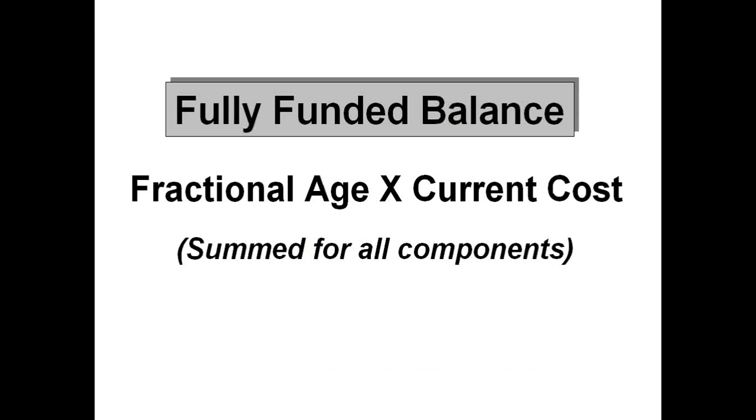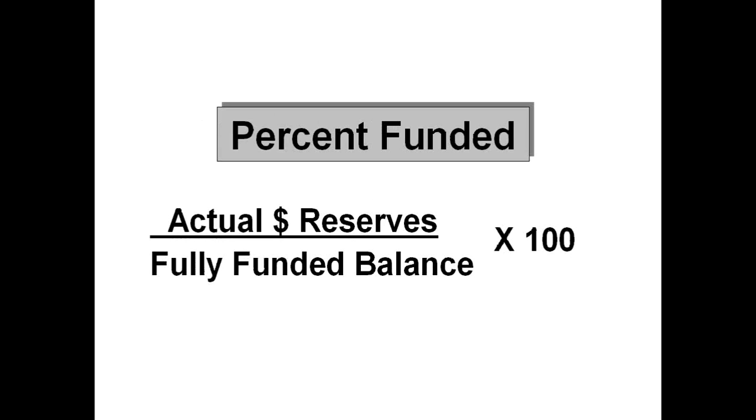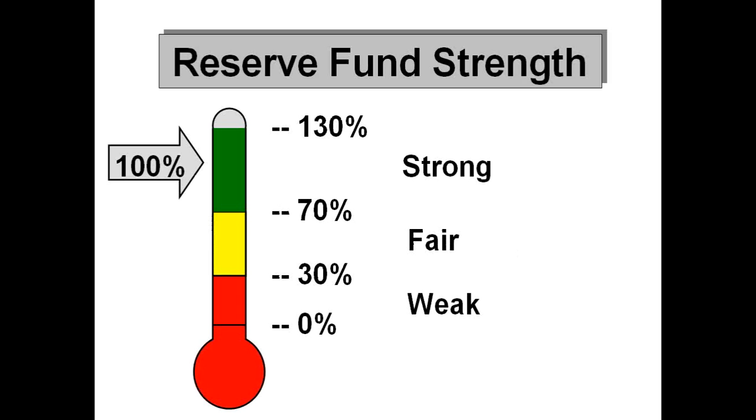First, per National Reserve Study Standards, the fully funded balance is calculated. It's a computation done for each component and summed for an association total for that fiscal year. Then the association's percent funded is calculated, where the association's actual reserve cash is compared to that fully funded total, multiplied by 100 to give you a result in terms of percentage. And this is what's measured.